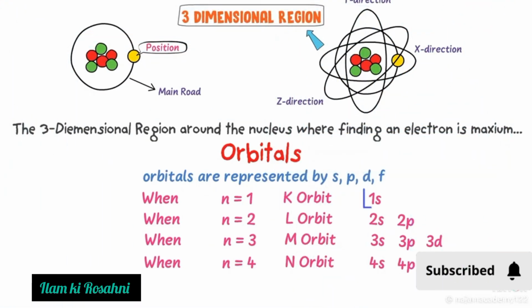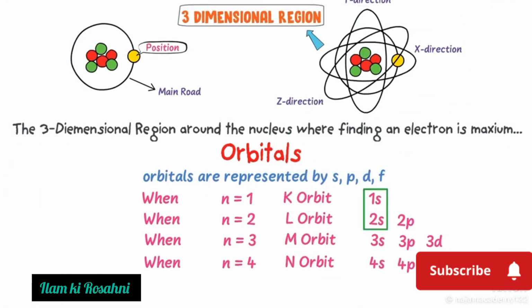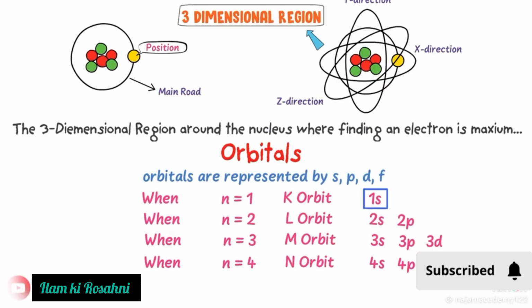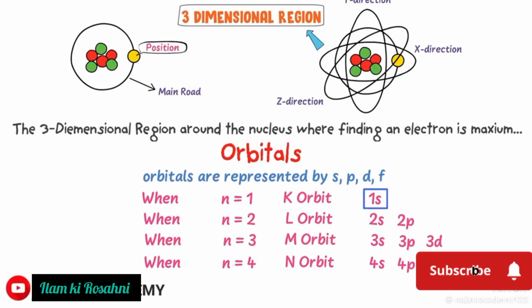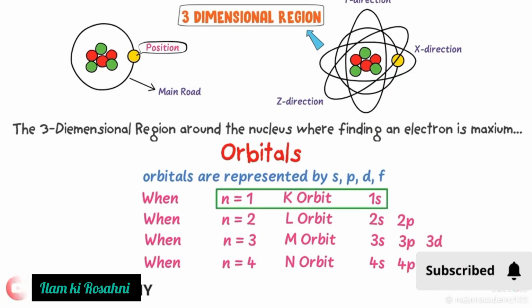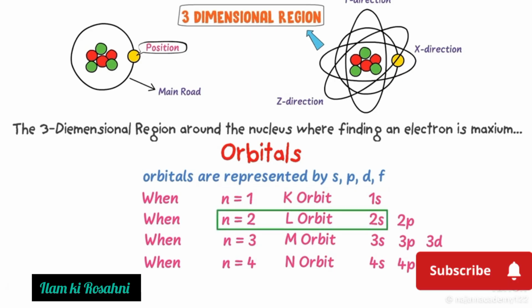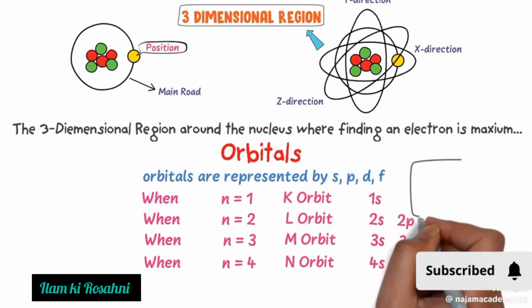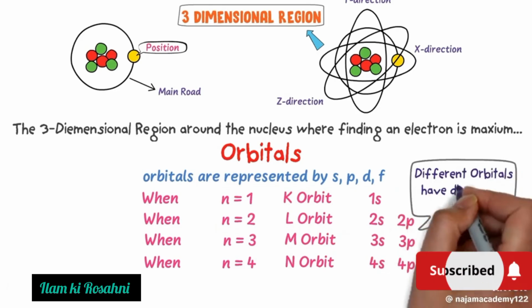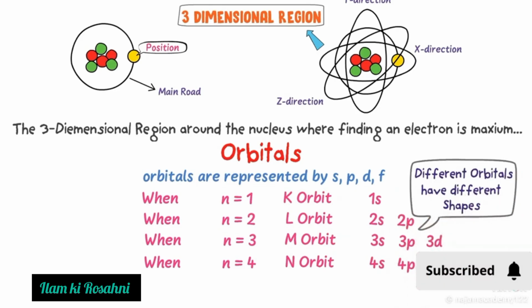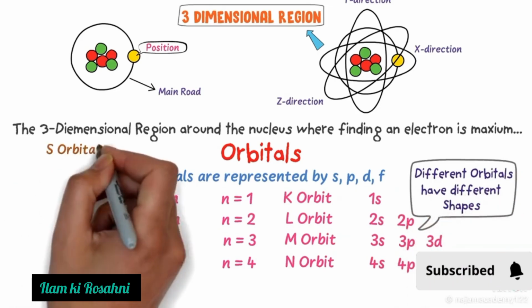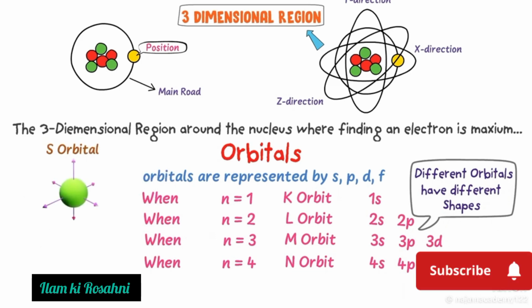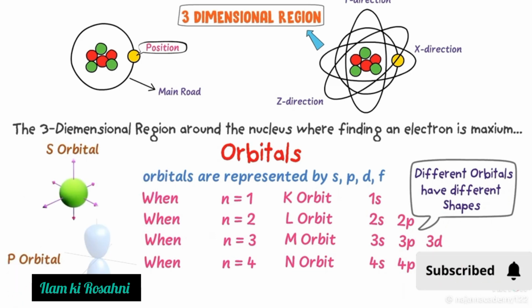Remember that the 1s orbital is different from the 2s orbital. 1s orbital means that this is the orbital of K orbit and 2s means that it is the orbital of L orbit. Also remember that different orbitals have different shapes. For example, the shape of the s orbital is spherical and the shape of the p orbital is like a dumbbell.